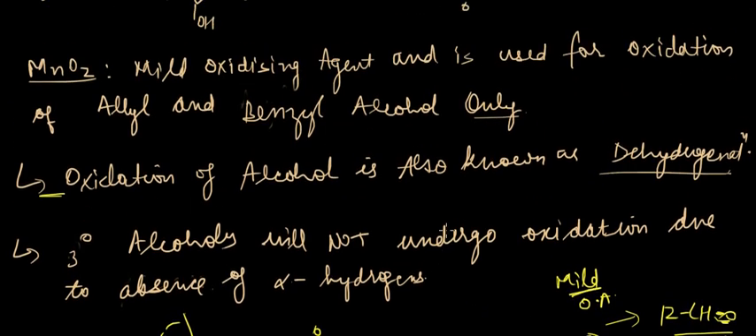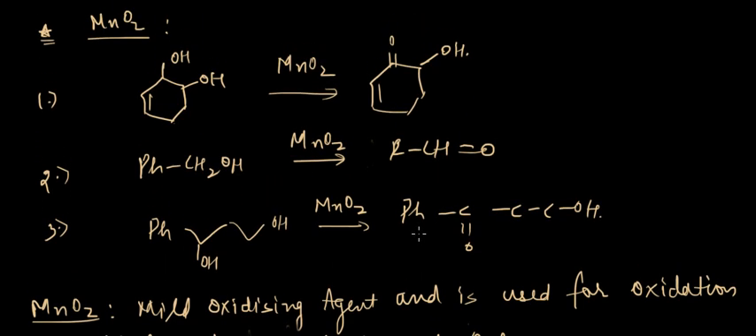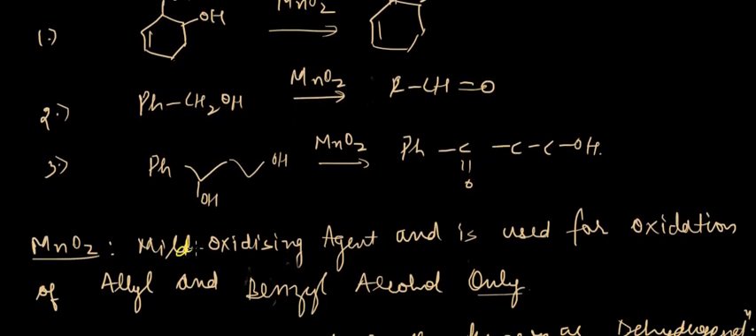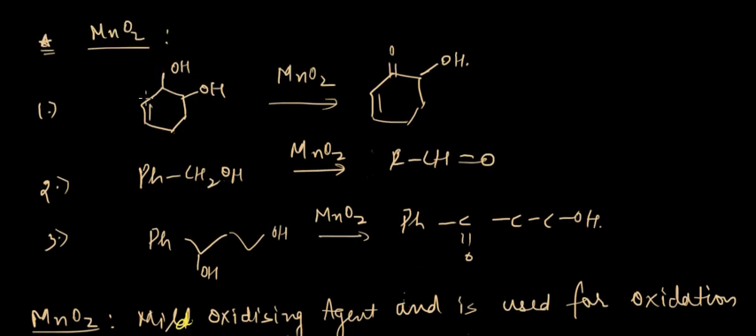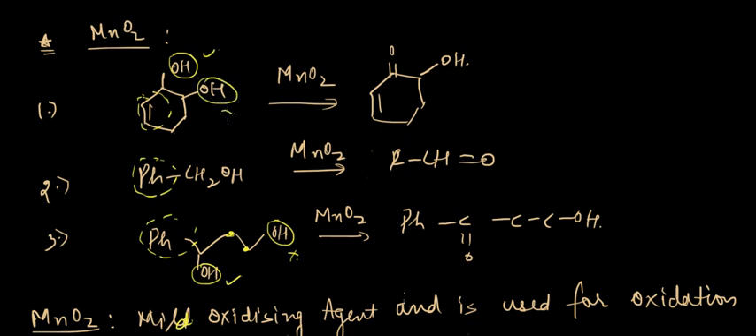I hope you also got the point that in the MnO2 case, it is a mild oxidizing agent and is only used for oxidation of allyl and benzyl alcohol. In this case allyl alcohol was this one and benzyl was this one. This was a simple alkyl alcohol, hence oxidation of this group will not take place. This was a benzyl alcohol, it will take place. It is an allyl alcohol, it will take place. Alkyl alcohol, it will not take place.